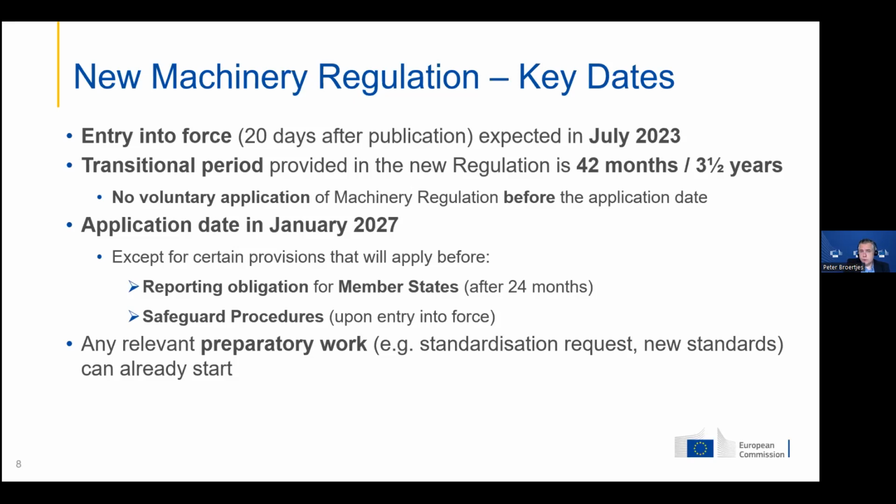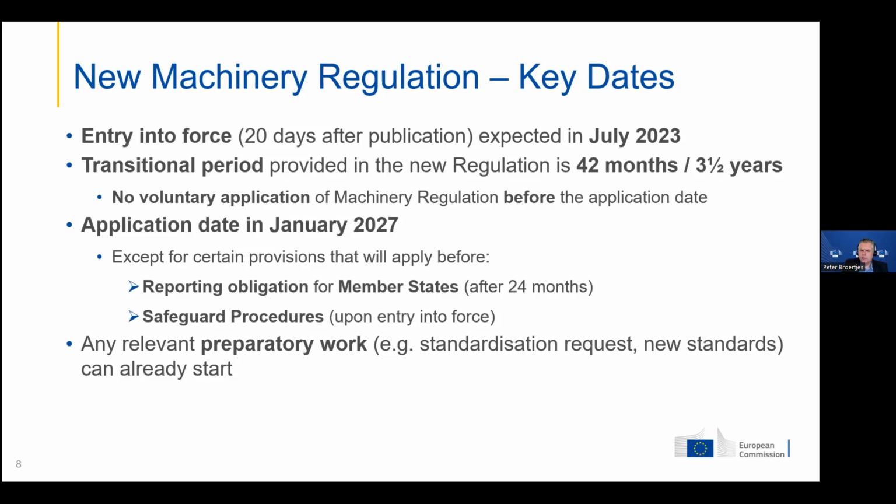And then what does it mean for you? Well, there's a 3.5-year transitional period in which, unfortunately, it is not possible to voluntarily apply the new regulation. It means that the current directive will stay alive all the way up to the end of that period. And then the transition date to go from the Machinery Directive to the new Machinery Regulation, which will bring some changes for the stakeholders, the machinery manufacturers, will apply in January 2027.